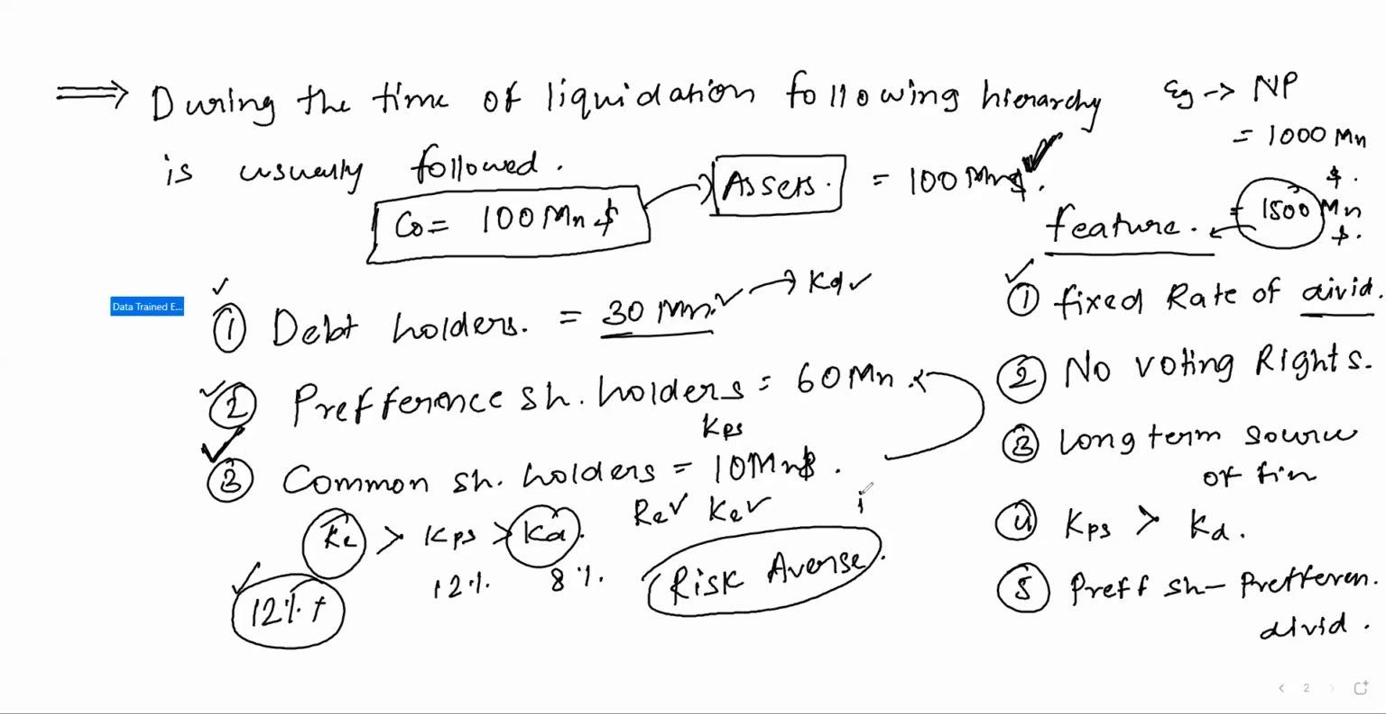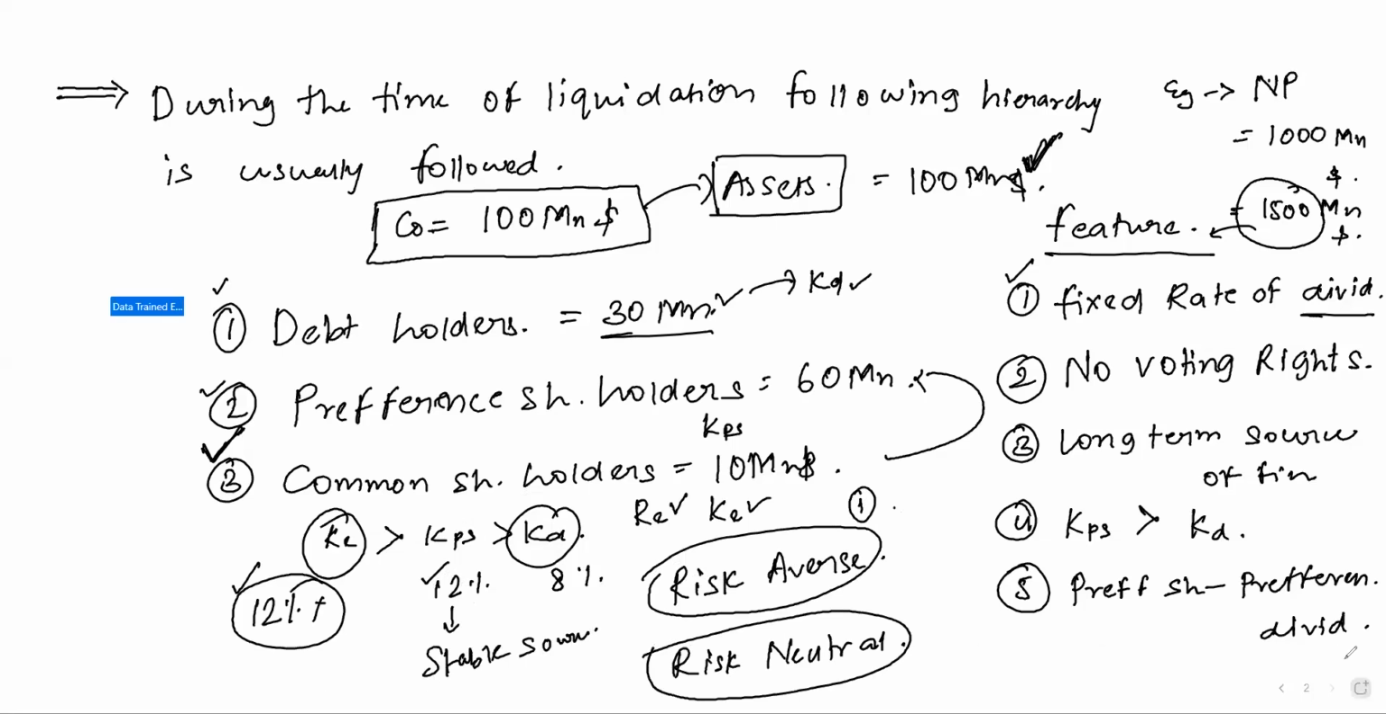Now there are two terms. First is risk averse. Second is risk neutral. The benefit for preference shareholders will be a stable source of income. Now, what is the difference between these two terms, being risk averse or risk neutral? How many of you feel that you are risk averse? You hate risk. You hate taking risk. How many of you feel so?